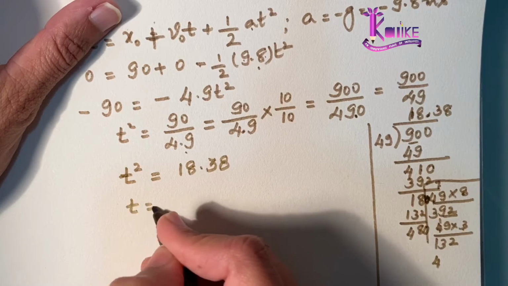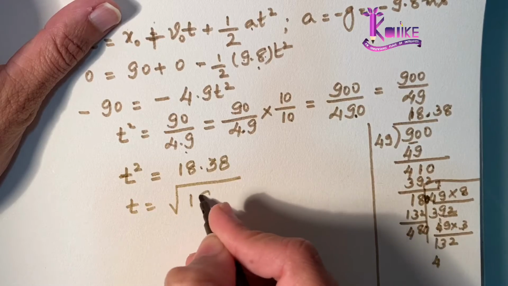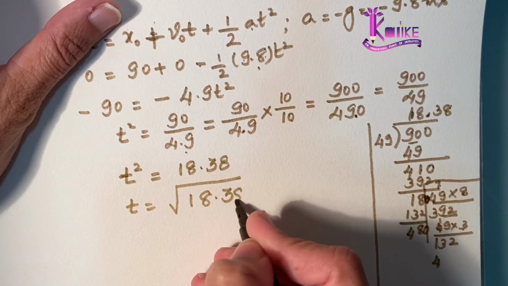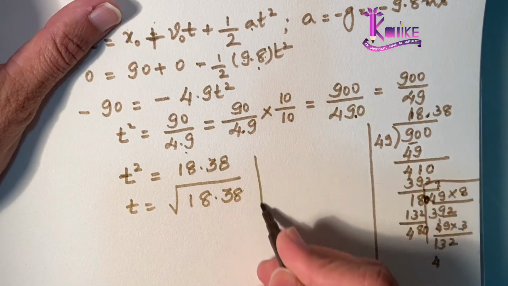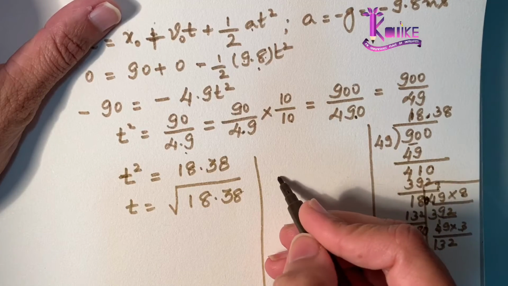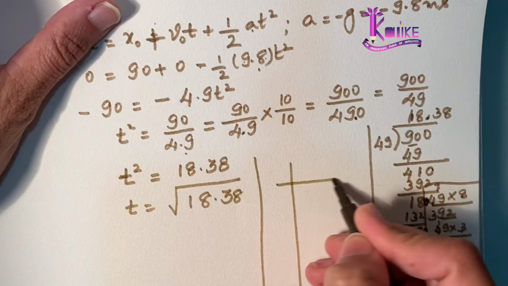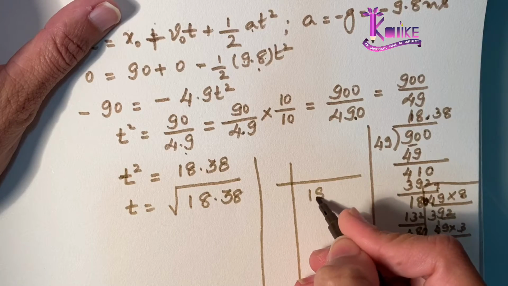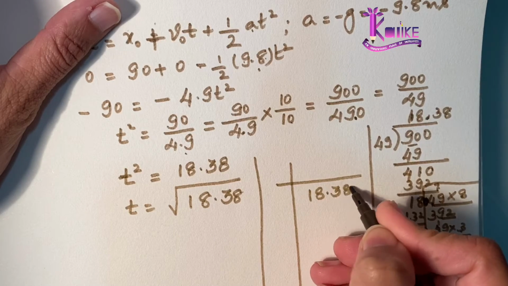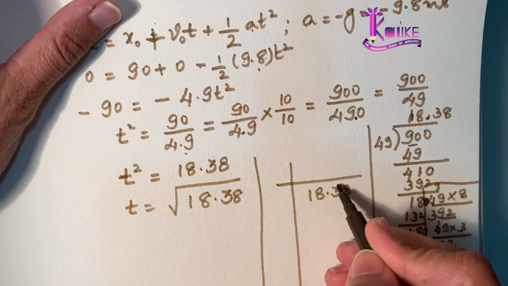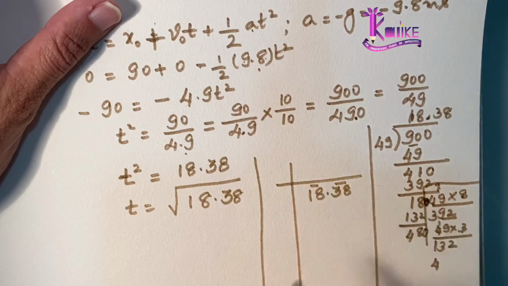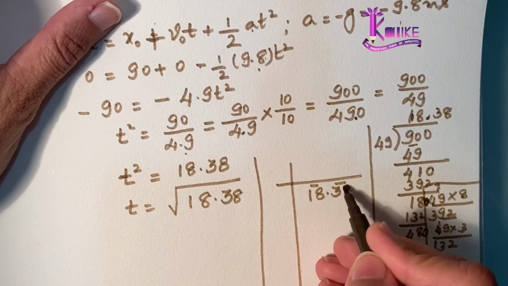So how much is t? That is nothing but square root of 18.38. So now you should know how to take the square root. I hope you are familiar with this, finding out the square root by division method. If not, I can just teach you it here. So it is 18.38. When you are taking a square root, you group them into two numbers. So this is one group, this is another group from the right side.